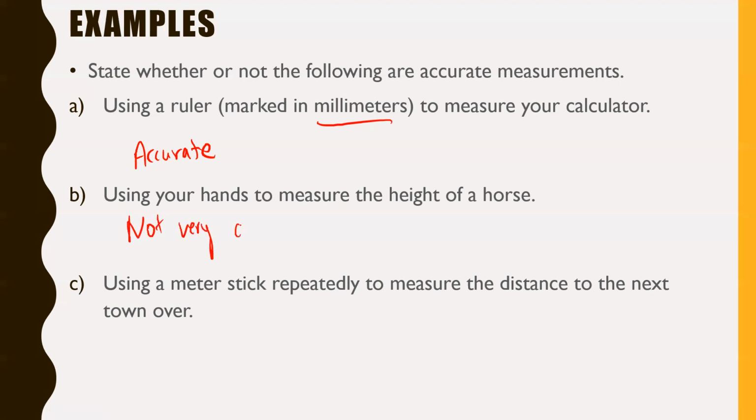If you wanted an accurate measurement as to the height of a horse, maybe you'd actually measure it in centimeters or something like that, right? Or feet and inches if you didn't want to use metric, right? But anyway, the idea is it's not really a true measurement. It's just using your hands and ballparking it, which for all intents and purposes, maybe that's all we care about, right? The last one, using a meter stick repeatedly to measure the distance to the next town over.